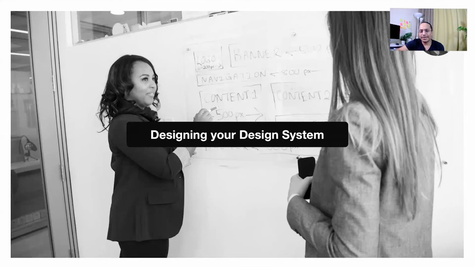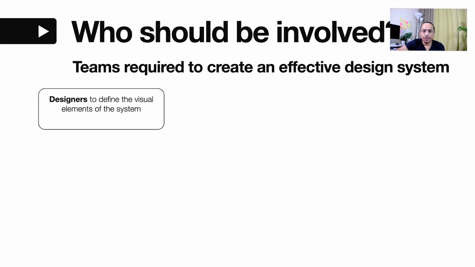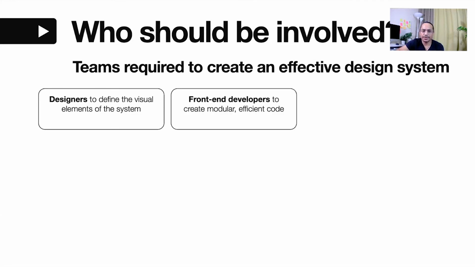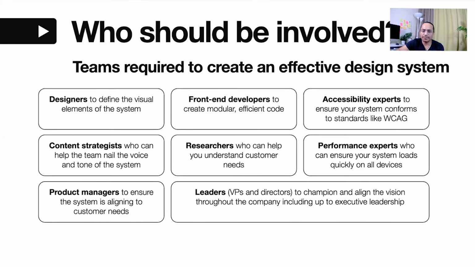Now, we understood the basic things, right? Like what is a design system, what is the importance, what are the different components. But how do we design this? Designing the system is what we'll learn now. So first, who should be involved? What teams are required to create an effective design system? Let's understand who are generally involved in this.